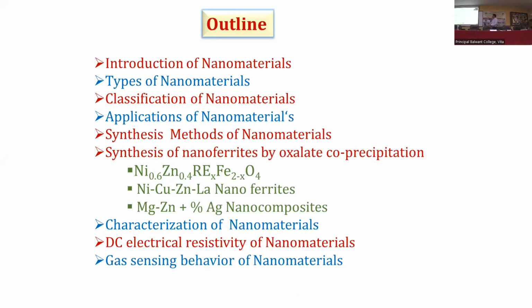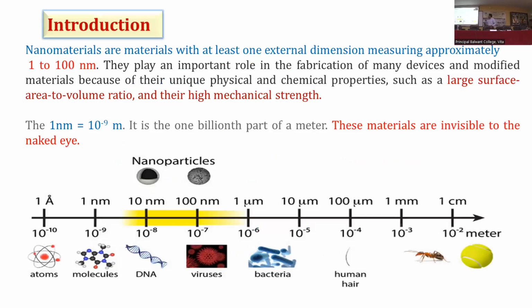Now, the outline of my presentation is: introduction about nanomaterials, types of nanomaterials, classification of nanomaterials, applications of nanomaterials, synthesis methods of nanomaterials, and synthesis of nanomaterials by the oxalate co-precipitation method. Here we will discuss the synthesis of nickel zinc ferrite nanoparticles, lanthanum substituted NiCuZn nanoferrites, and finally MgZn ferrite added silver nanoparticles in the form of nanocomposites. We will also learn about characterization of nanomaterials as well as DC electrical resistivity and gas sensing behavior of nanomaterials.